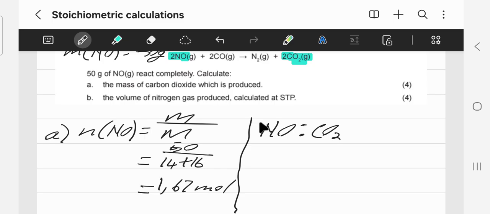So the coefficient of NO, which is the mole ratio, is what? It's 2. The coefficient of CO2 is what? It's also 2. Now, this is what I want you to know, guys.